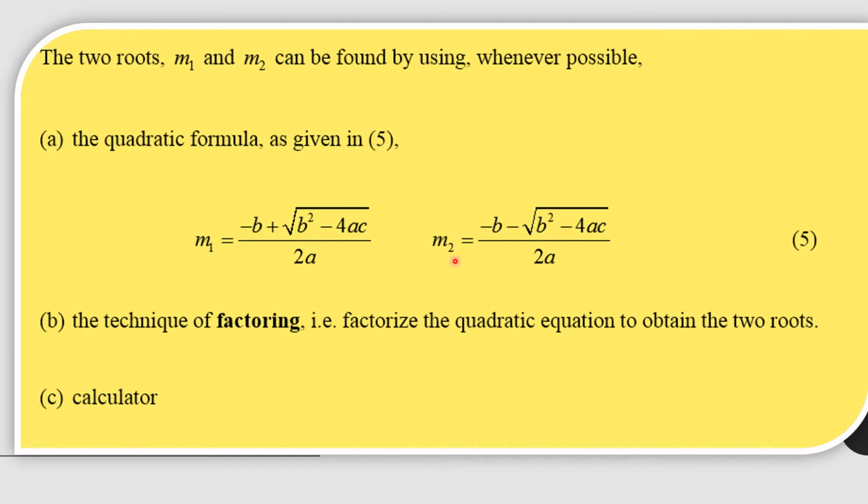Another method is by factorizing the quadratic equation if it is possible to factorize. Okay, so we factorize the quadratic equation to obtain the two roots, and we can also use a calculator if it is possible to get the two roots m1 and m2.